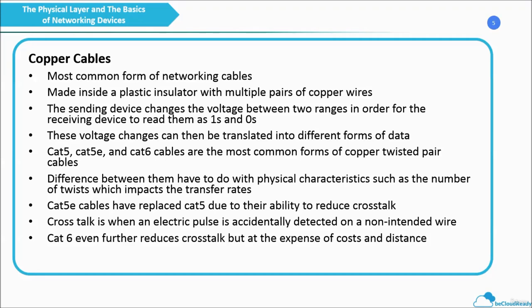Now you may be wondering, what is crosstalk? Well, crosstalk is when an electric pulse is accidentally detected on a non-intended wire, and Cat5e cables have the ability to reduce this, and therefore Cat5e cables are used more and more over Cat5 cables. Now Cat6 cables can even further reduce crosstalk, but at the expense of cost and distance. So Cat5e cables can go over a much wider distance than Cat6 cables.